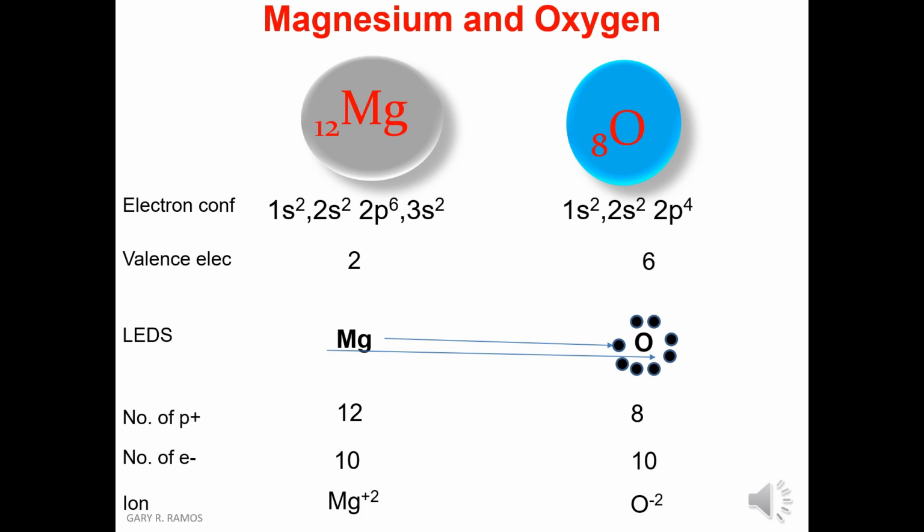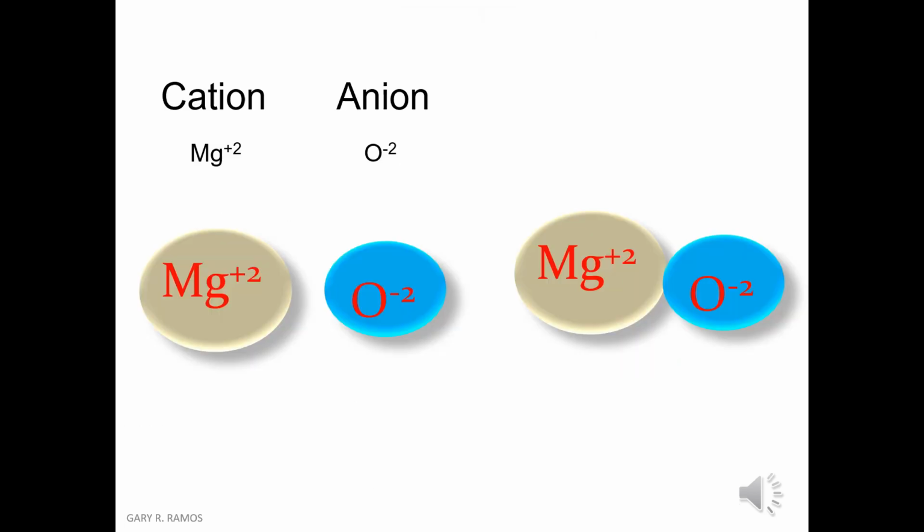For oxygen, the number of protons is 8 and the number of electrons is 10. There are more electrons found in oxygen compared to its protons. Thus, the oxygen becomes O negative 2. Since the magnesium becomes Mg positive 2 and oxygen becomes O negative 2, the law of attraction applies here. So the magnesium and oxygen ions will combine, forming an ionic bond.